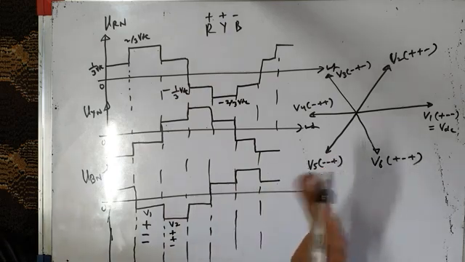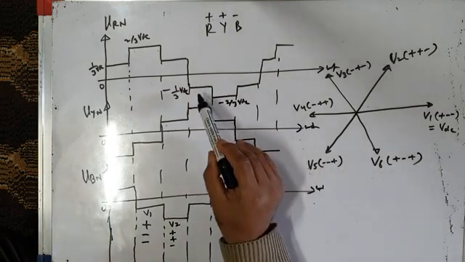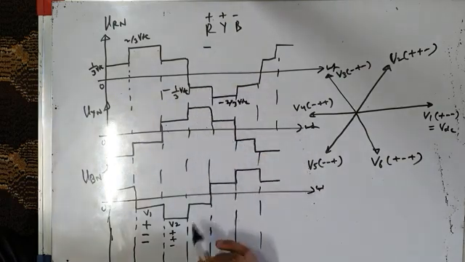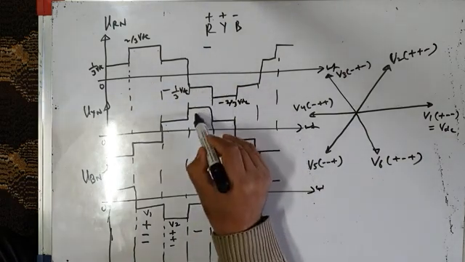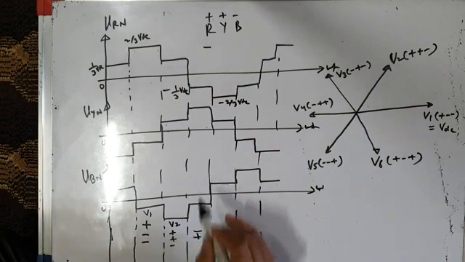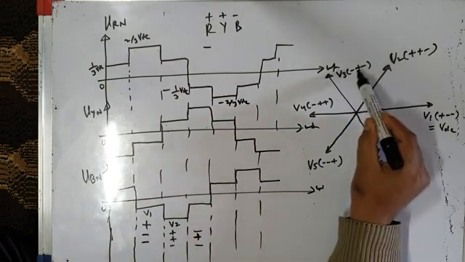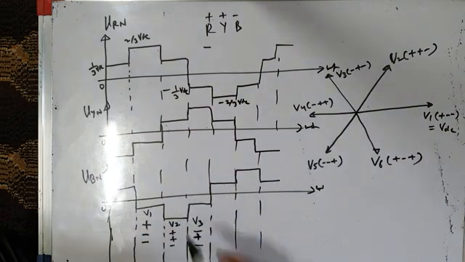Okay. After another 60 degrees, my switching state is now like this. R phase is negative, so I will write here minus. Y phase is positive, plus. And B phase is also negative. So it is minus plus minus. Where is that? Minus plus minus. So it is space vector V3.